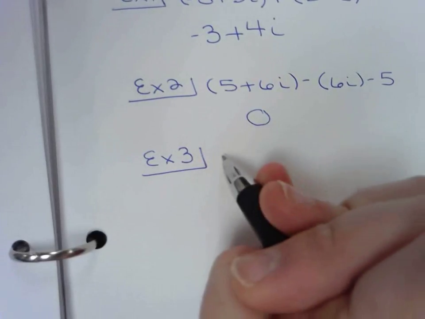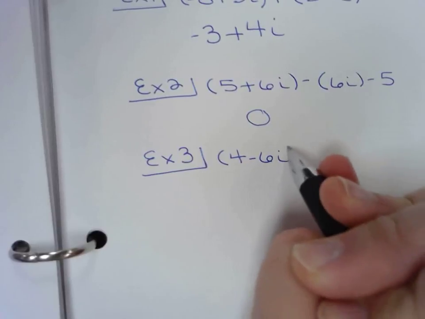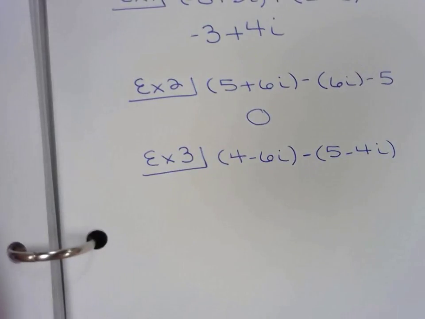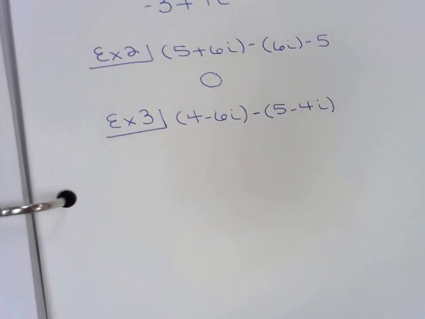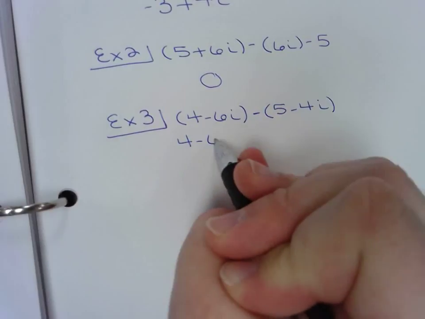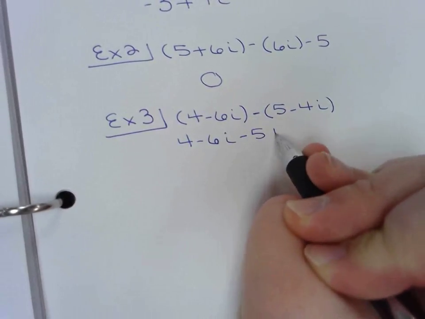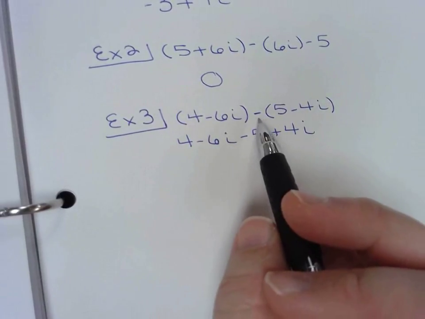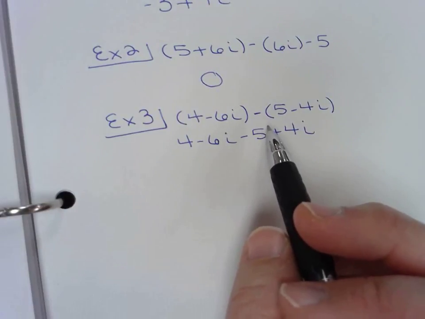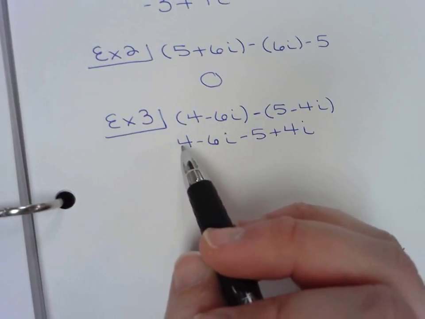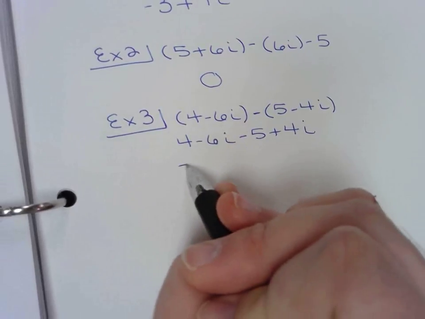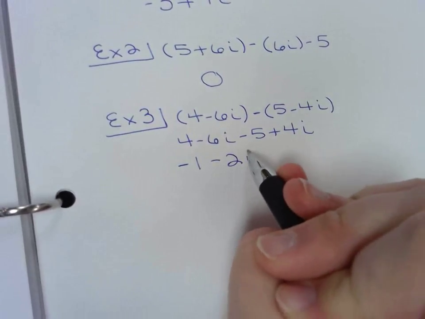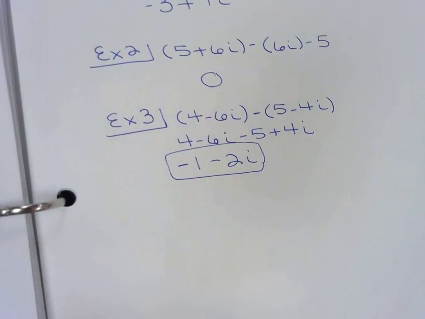Let's look at a subtraction one. What if I have 4 minus 6i minus 5 minus 4i? Okay, I am subtracting. I like distributing that negative through the second parenthesis. So negative 5 plus 4i. So whenever I'm subtracting two complex numbers like this, I like distributing that negative like we did with the normal polynomial. What's 4? Combine your real parts. 4 minus 5. And then what's negative 6i plus 4i? Negative 2i. The real part comes first. Imaginary comes second. That's it.